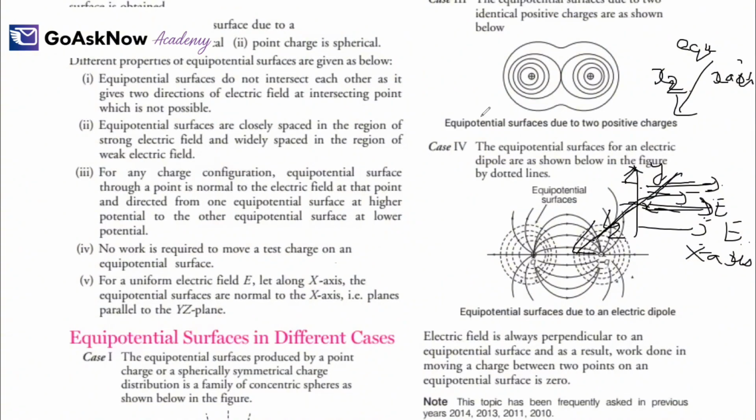So till now we have covered many things today. We have studied potential due to a dipole, and after that we have also covered potential due to a dipole at an axial point, and after that we have seen equipotential surfaces. Some questions also we have taken.